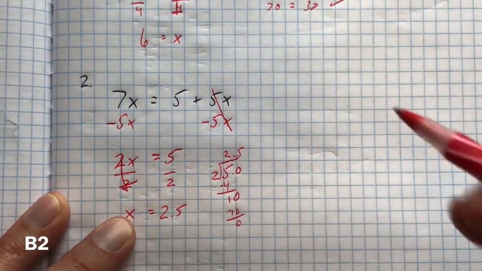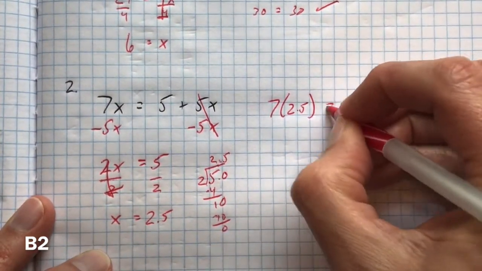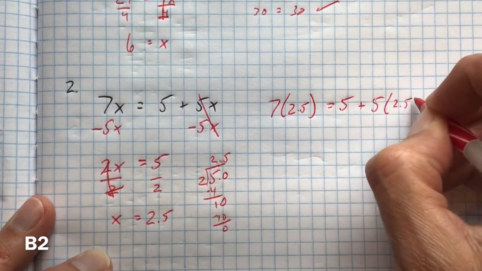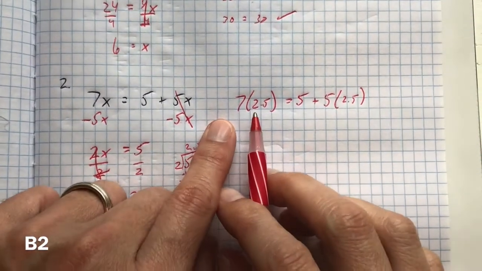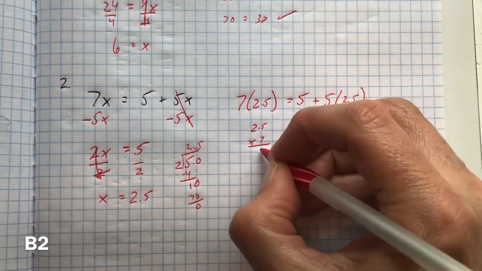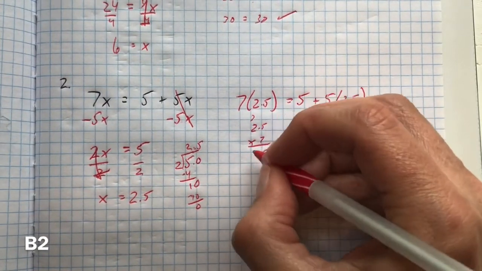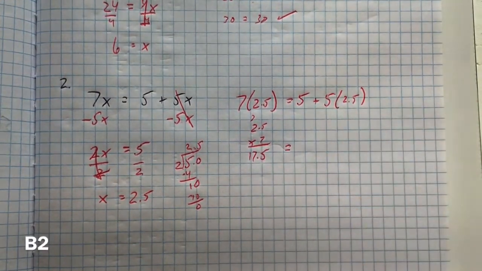So let's test this here. So I'm going to do 7 times 2.5 is equal to 5 plus 5 times 2.5. All right, so now let's take a look at what we have here. So I have 2.5 times 7, which is going to give me a 35. 7 times 2 is 14, plus 2 is 17. So that equals 17.5.